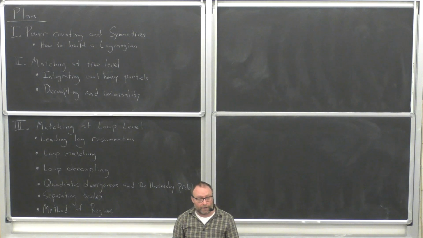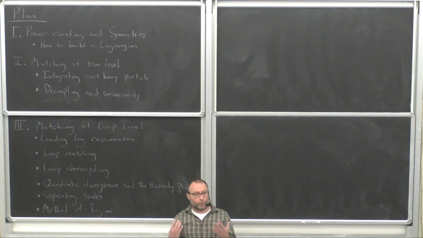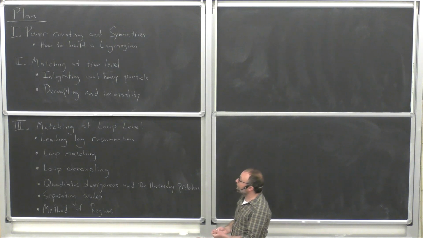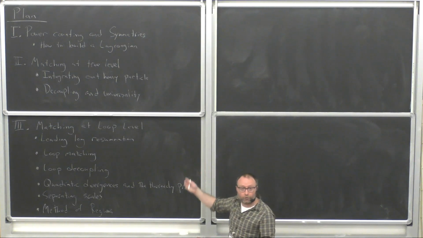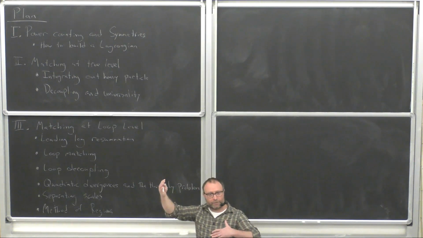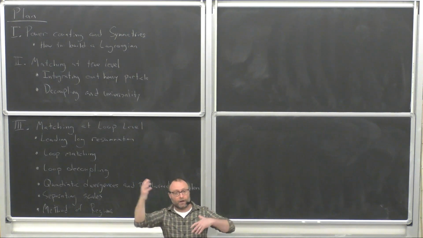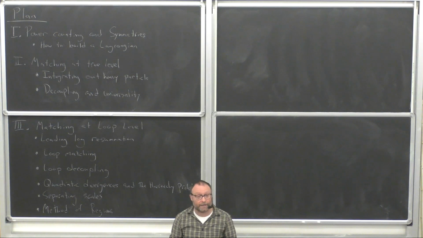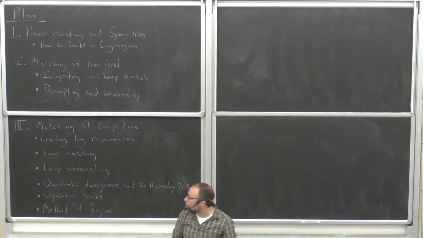We'll spend quite a bit of time on understanding matching calculations at tree level: how to do matching calculations, how to integrate out a heavy particle, and how to interpret that. The idea of universality will play a role there. We'll see, when we make this connection between the UV and the IR, that a lot of information gets washed out, and that leads to this idea of a universal EFT.